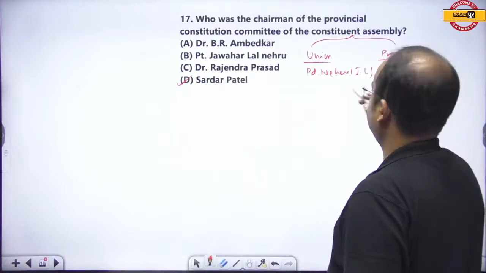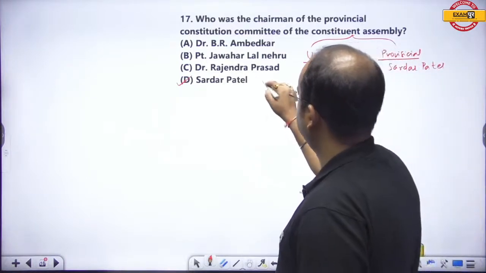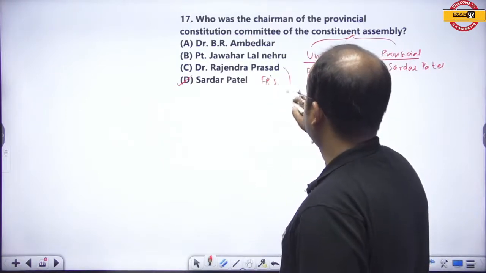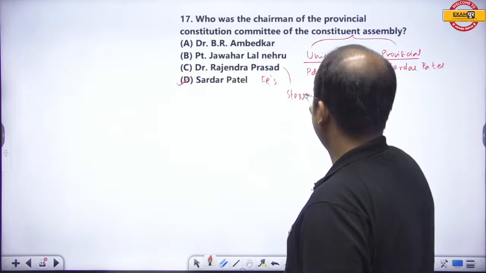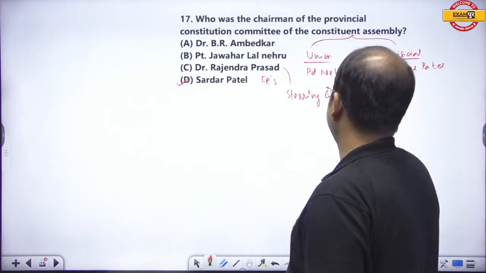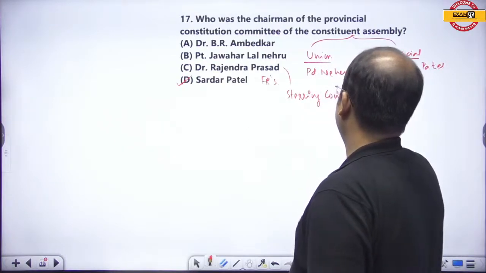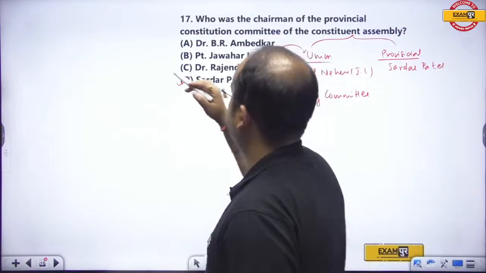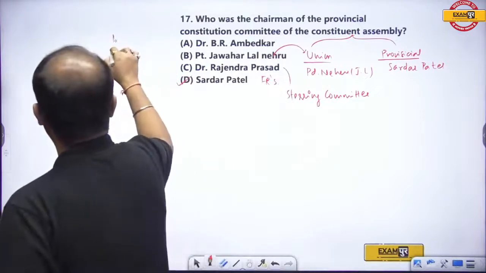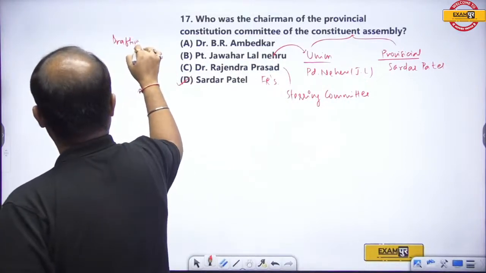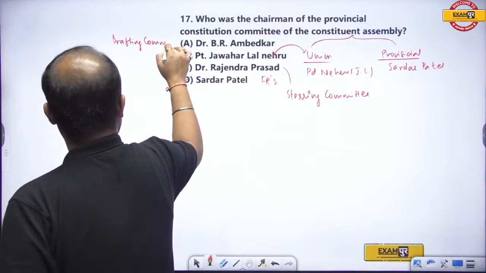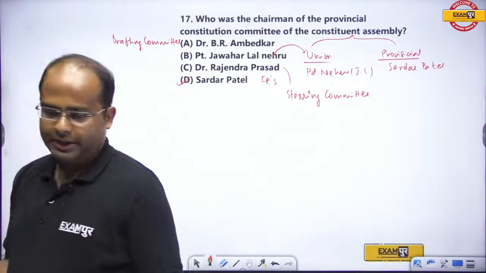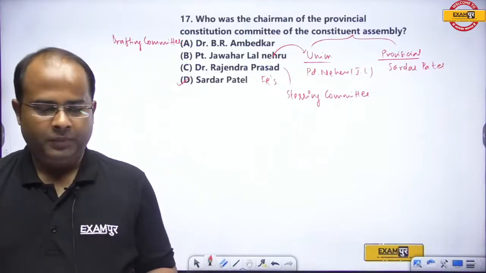Also, the head of the Committee on Fundamental Rights was Dr. Rajendra Prasad. Steering Committee, Pandit Nehru. Union Constitutional Committee, Pandit Nehru. Drafting Committee, Baba Saheb Bhimrao Ambedkar. So guys, the correct answer will be Sardar Patel, not Dr. Rajendra Prasad.